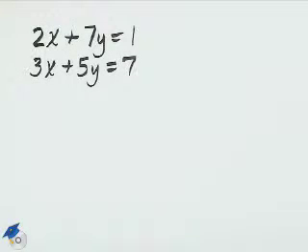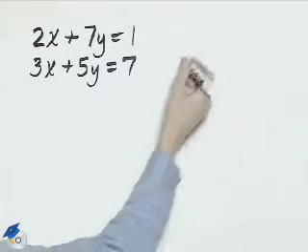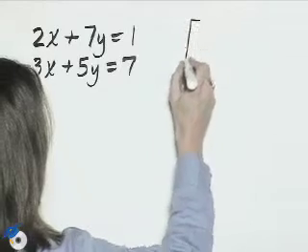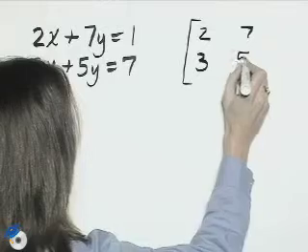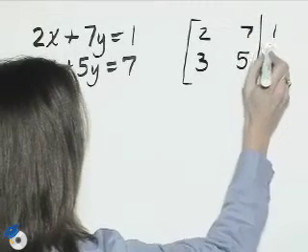We're going to solve this system using matrices. We're going to set up the matrix first. We'll have 2, 3, 7, 5, and 1, 7.